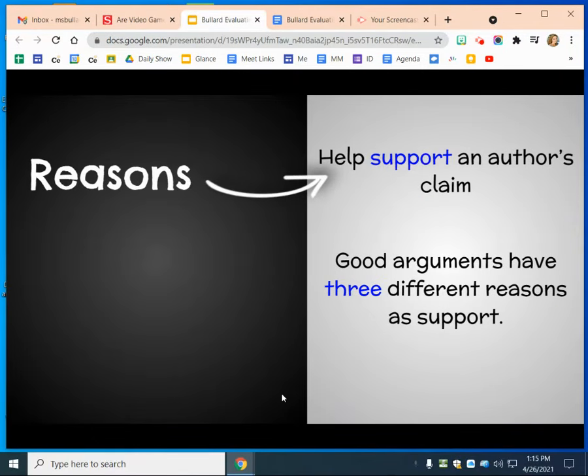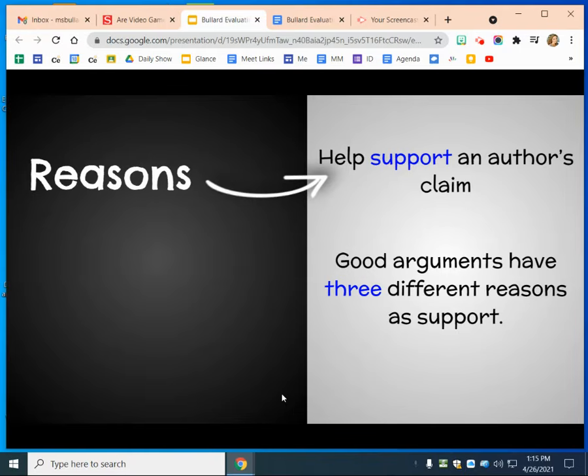All right, so you've got a claim, which is the main point. Well, you have to have reasons to support it. You can't have an opinion without reasons or it really is not very meaningful, especially if you want to turn that opinion into an argument. So reasons will support the author's claim. That's why you have them.